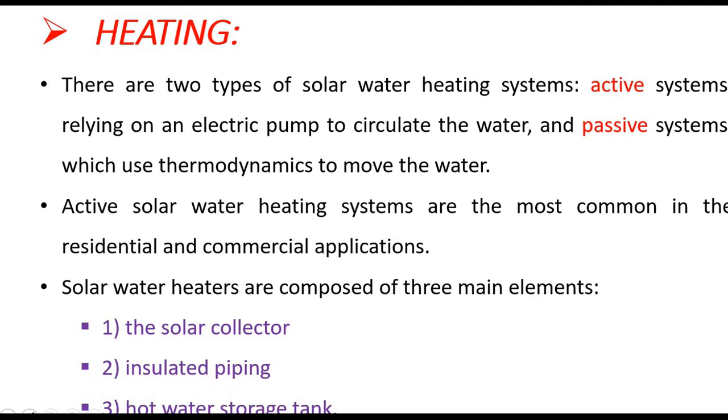Now, first one is solar heating. There are two main types of solar heating. First one is active and second one is passive. In active solar heating, it relies on an electric pump to circulate the water, and a passive system uses thermodynamics law to circulate the water. Means in a passive system it will use the natural circulation of the water.